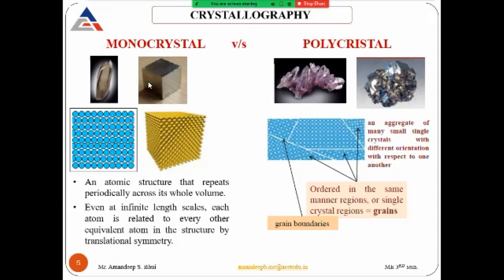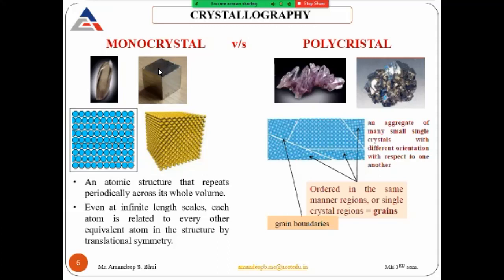So at a certain extent the crystal forms, after that the direction changes, the crystal changes its direction of formation, and the final crystal formed is a disordered crystal in three-dimensional space. Such crystals are known as polycrystals, an aggregate of many small single crystals with different orientation with respect to one another.